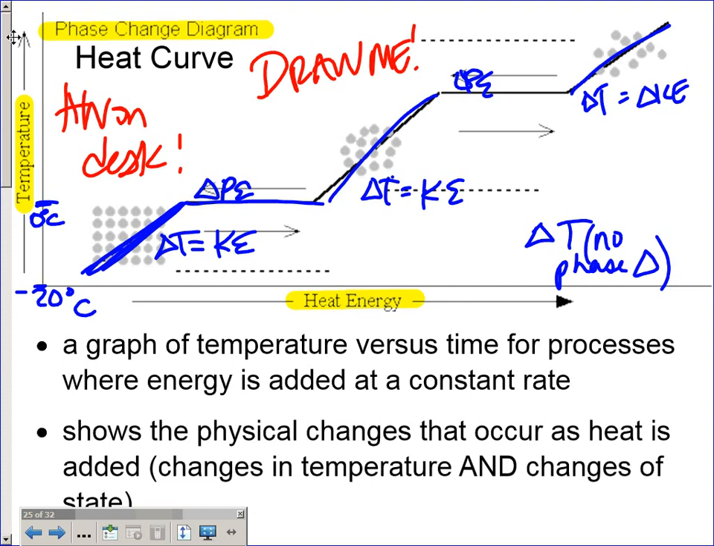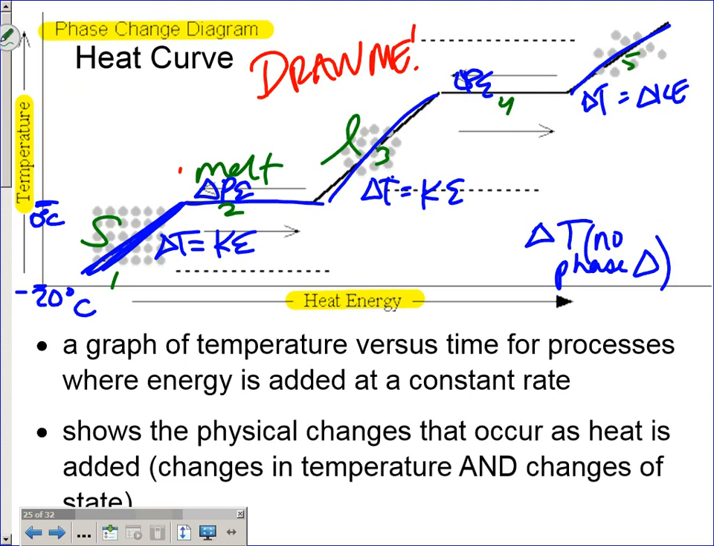Let's label these 1, 2, 3, 4, 5. What phase change is occurring at 2 right here? Melting, right? We're going from solid to liquid, so that's melting. What's another word for melting? Fusion, right? This is signified by a particular enthalpy value, delta H fusion. Fusion means melting. As we go from solid and the potential energy is being overcome, the solid state morphs into a more fluid state, which eventually is liquid.